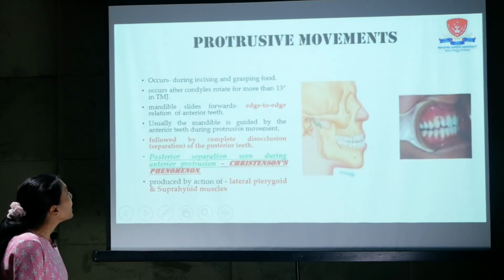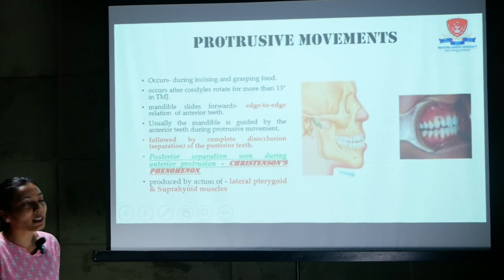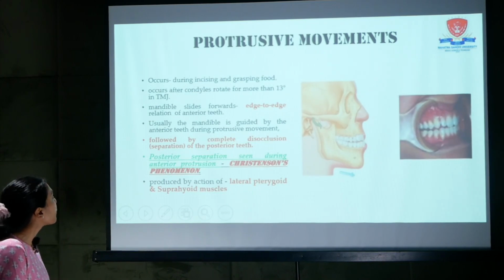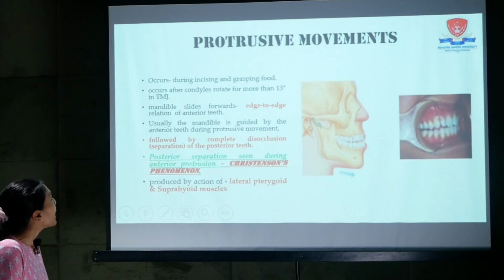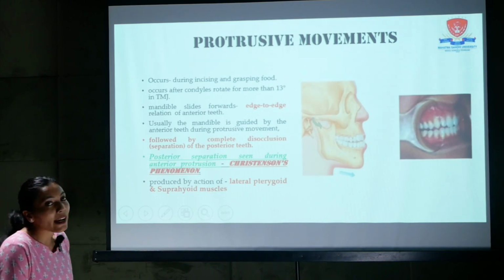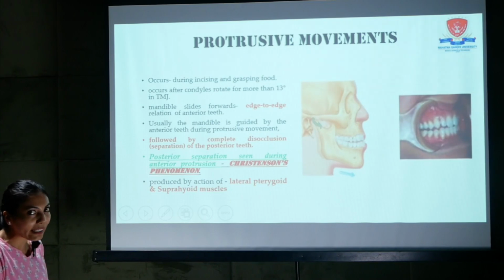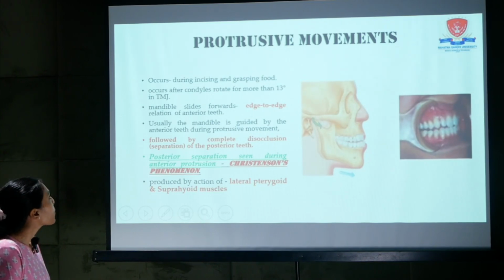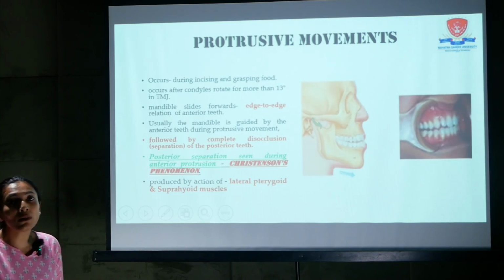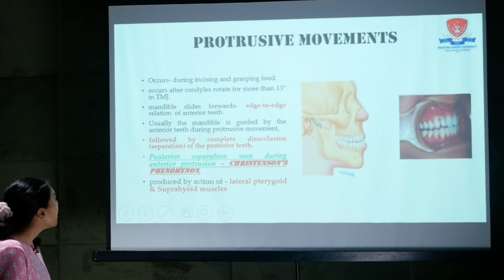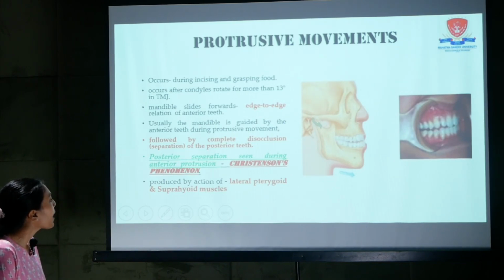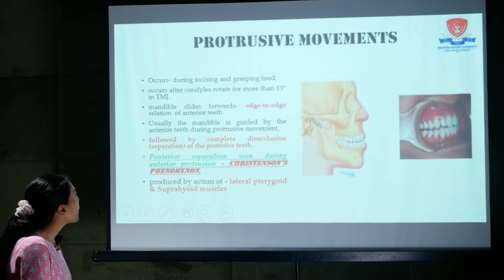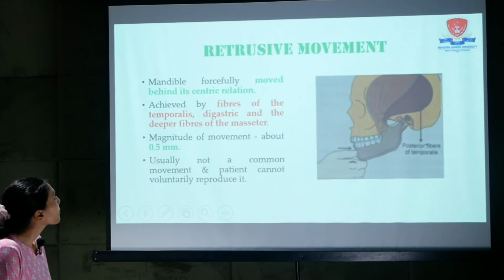Protrusive movement. It occurs during incising or grasping food. It occurs after the condyle rotates for more than 13 degrees. The mandible slides forward, meaning edge to edge relation of the anterior teeth. When there is edge to edge relation of anterior teeth, there will be posterior disocclusion of the teeth. This is known as Christensen's phenomenon. It is produced by the lateral pterygoid and suprahyoid muscle.